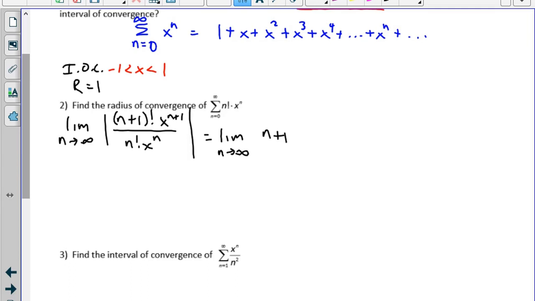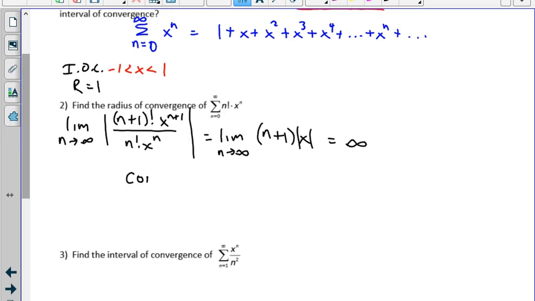And then if I do x to the n plus 1 divided by x to the n, I end up with just x in the numerator. And so I have n plus 1 times the absolute value of x. Remember, this is inside of an absolute value. And as I go to infinity for n, then this becomes infinity. So this diverges for all values except for at x equals 0. At x equals 0, it's 0 times some number, and that's going to be 0.